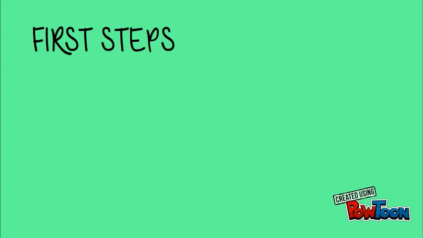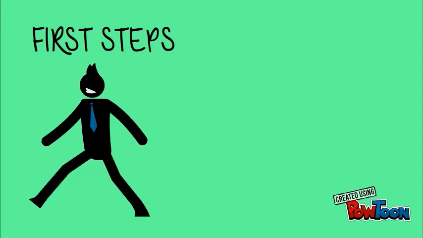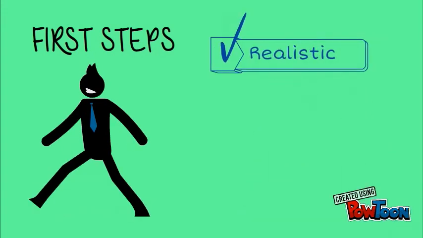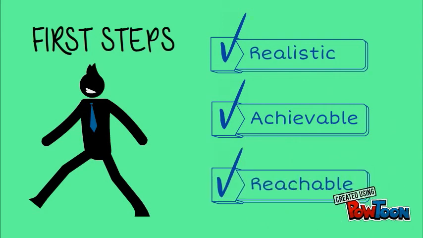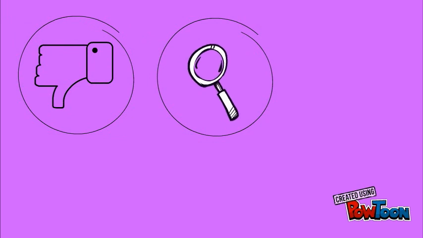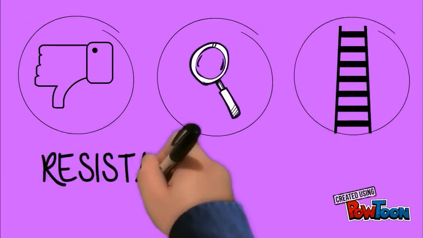The final element that's required is first steps, or practicality. This means the team must be convinced the change is realistic, achievable, and that the change is within their reach. Dissatisfaction, vision, and first steps must all be present in order to overcome the resistance to change.